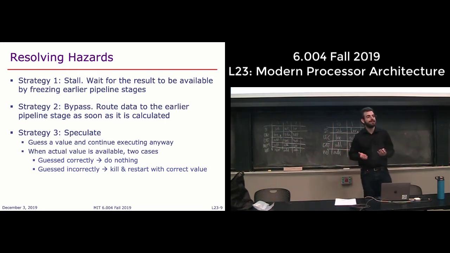And finally, if we don't have the value yet, we can guess it. We can take a guess, and this is what we do with the PC. We guess PC plus 4 and continue executing, and then if the guess is wrong, we need to annul some instructions and restart execution with the correct value.